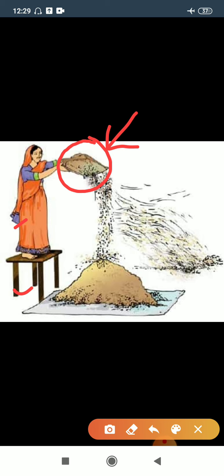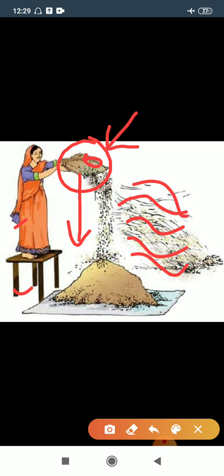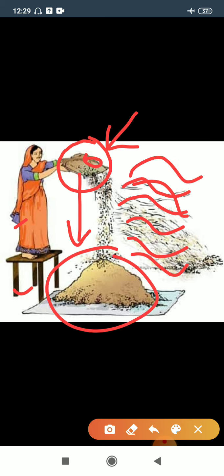Now you can see some food grains lying in this winnowing fan, and what she is doing is throwing these seeds from some distance. And you can observe here that some chaff or dry husk is separated from these grains. Now tell me why this happened.